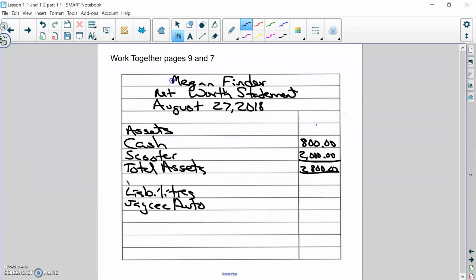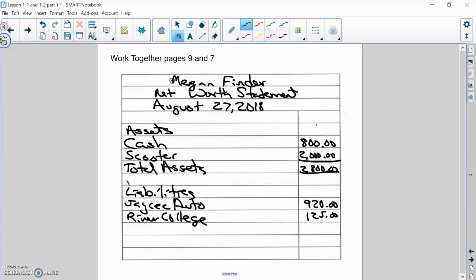How much does she owe JC? $920. Does she owe anybody else? River College. Okay, so the next line. How much does she owe River College? 125. Is that our last liability?